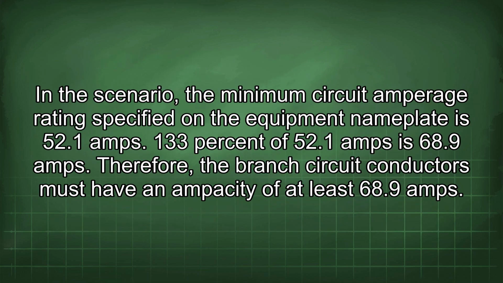In this scenario, the minimum circuit amperage rating specified on the equipment nameplate is 52.1 amps. 133% of 52.1 amps is 68.9 amps. Therefore, the branch circuit conductors must have an ampacity of at least 68.9 amps.